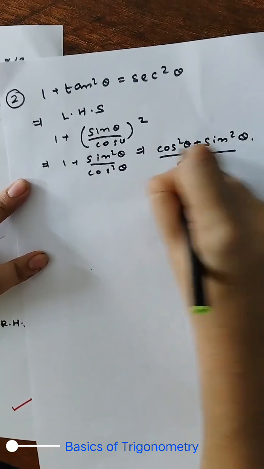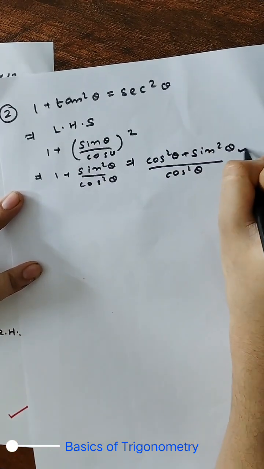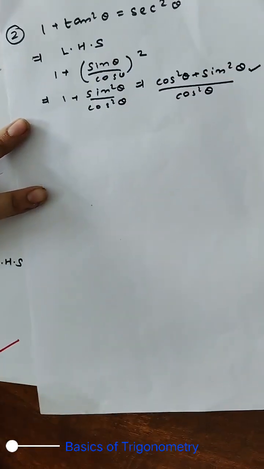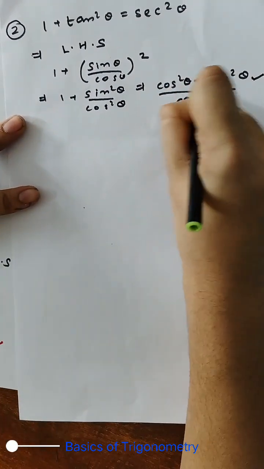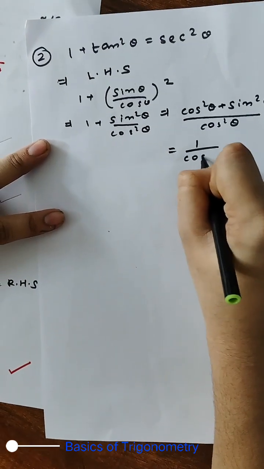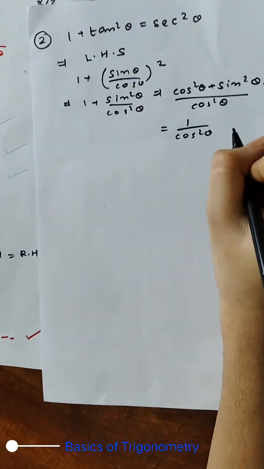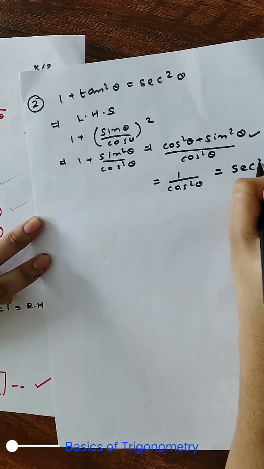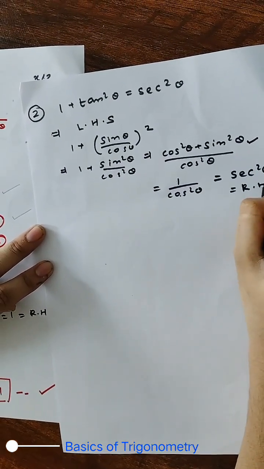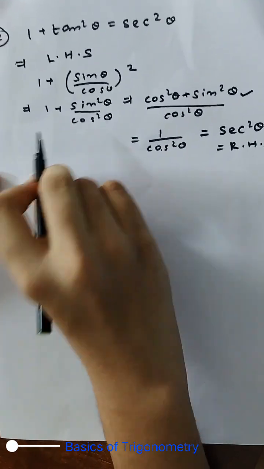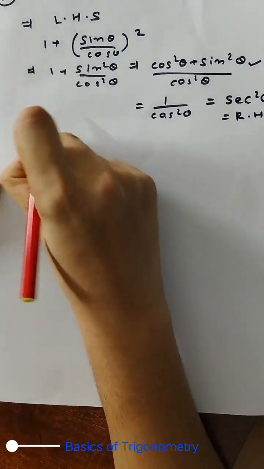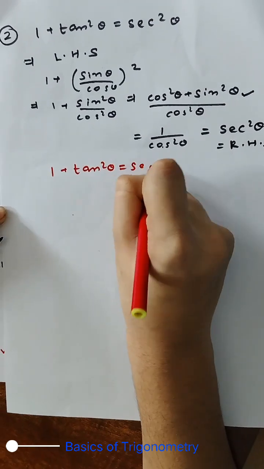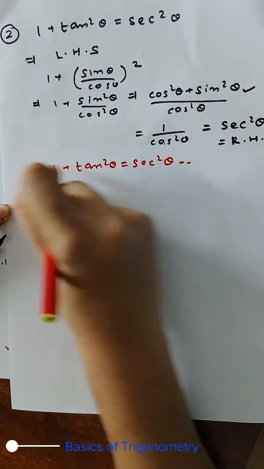Now, if you look at this numerator, sin square theta plus cos square theta, this is our first identity, that is sin square theta plus cos square theta is equal to 1. So we can directly substitute this value as 1 by cos square theta. Also, we know that 1 by cos theta is equal to sec theta. So this 1 by cos square theta will become sec square theta, which is equal to RHS. Hence, LHS is equal to RHS. Hence, we have proved our identity that 1 plus tan square theta is equal to sec square theta.